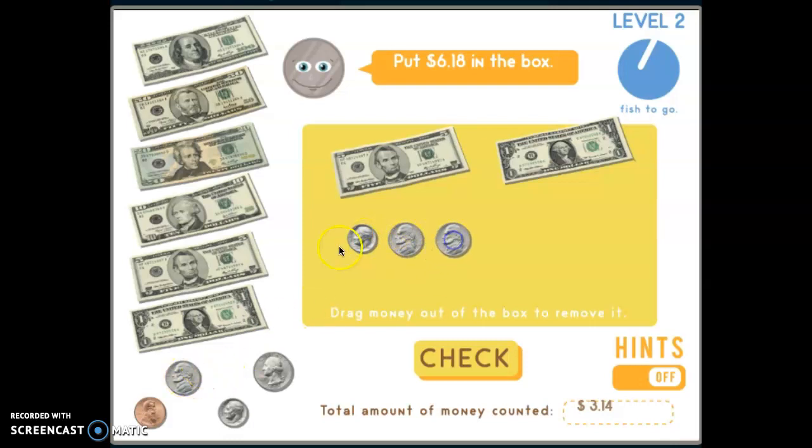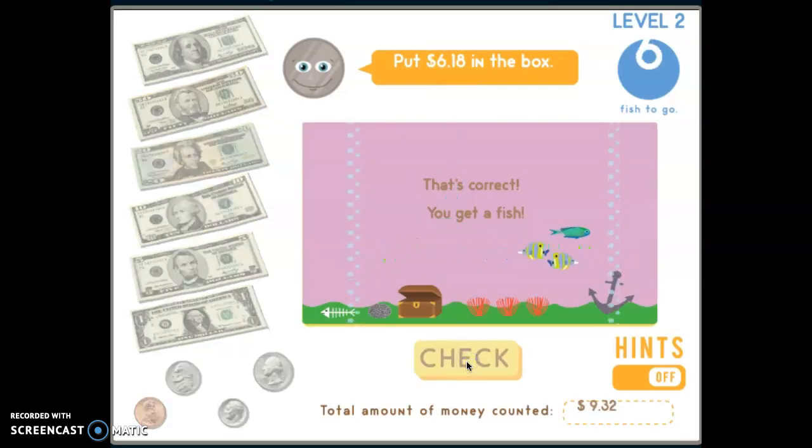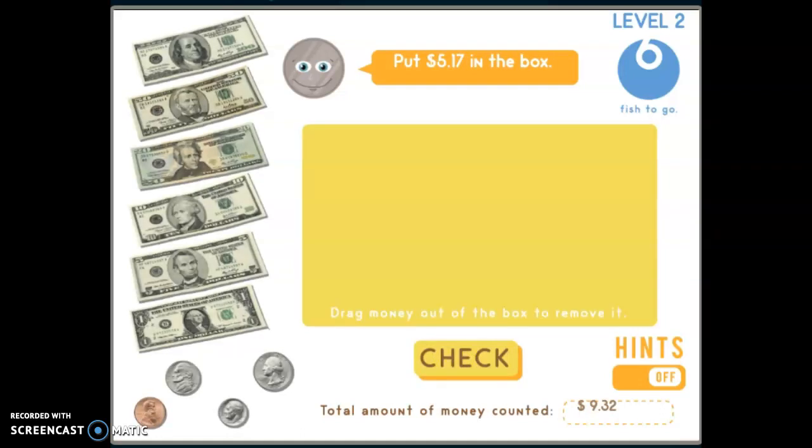Can I use another nickel? 10, 15, 20. Is that 18 cents? Okay, let's try again. 10, 15, 16, 17, 18. $5, $6, and 10, 15, 16, 17, 18. $6 and 18 cents. If we get it, I want you to say yes. You got a fish! Yes. This is a game that you can play working on building money using dollars and coins.